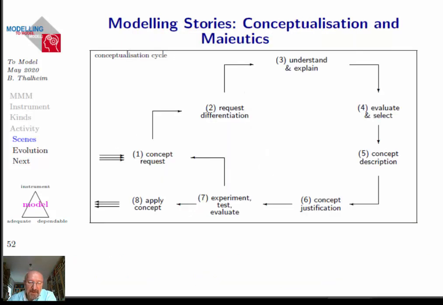We can furthermore go, let's say, to the classical way how we do or apply the search pattern or the model development pattern for conceptualization. That could be based on the maieutics approach. We go with the concepts, we request maybe some kind of differentiation, we understand and explain, we evaluate and select, we have some kind of concept description, we have a concept justification, and we have some kind of experimenting and testing, and maybe later we can apply the concept. That is somehow similar to the mathematical model we have been considering at the beginning.